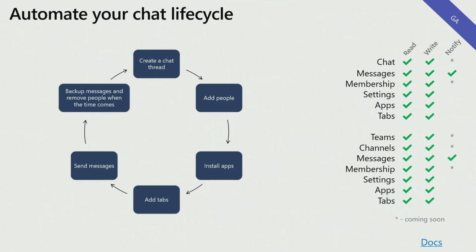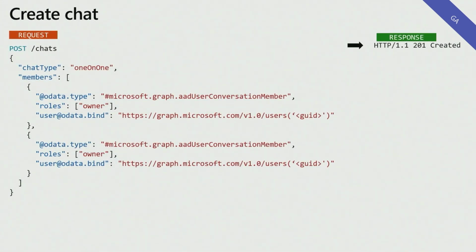So here's our chat APIs. The chat covers both one-on-one and group chats, and then we have a similar set of APIs for working with teams and channels. When we created a chat thread, we did post/chats. First thing we specified was a chat type. You can do either a one-on-one chat or a group chat. And then you specify the members. The first user we put in there was ourselves, and the second user was the person to talk to.